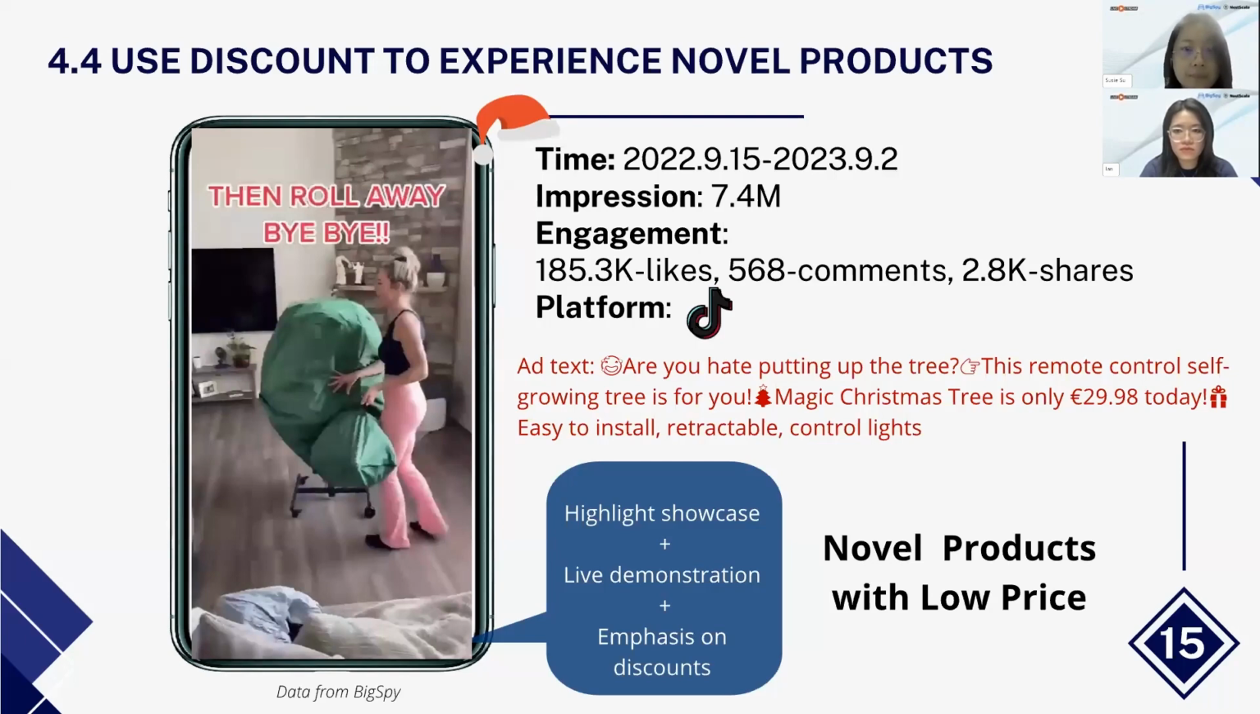So this text emphasizes how it's different from another Christmas tree, including remote control, self-growing, and the price is a really attractive price. So in your ad creatives, you can show its difference directly to your audience with a competitive price in a limited time. Here comes the new formula for such products: you need to highlight showcase and live demonstration and emphasize your discount.